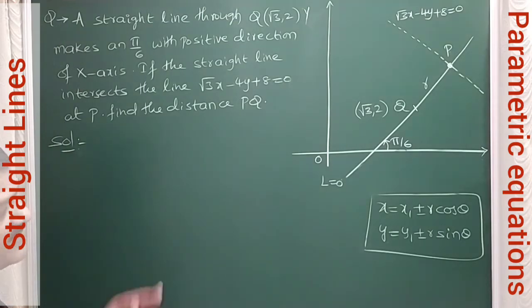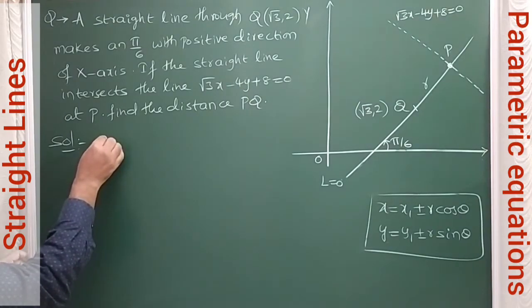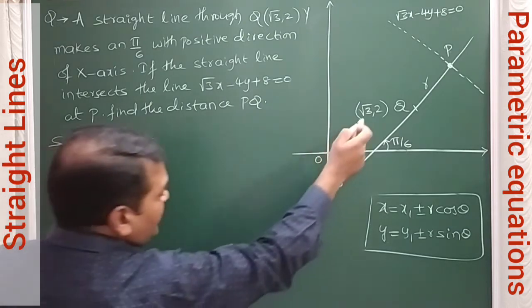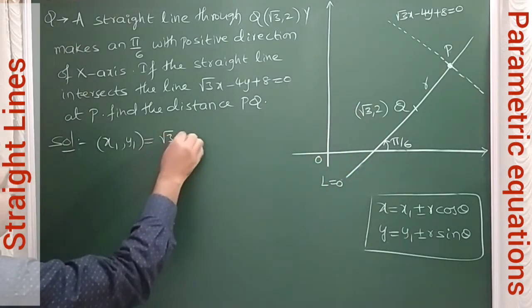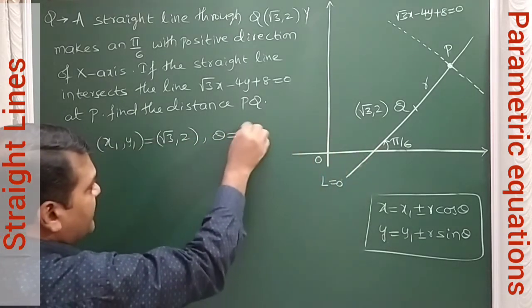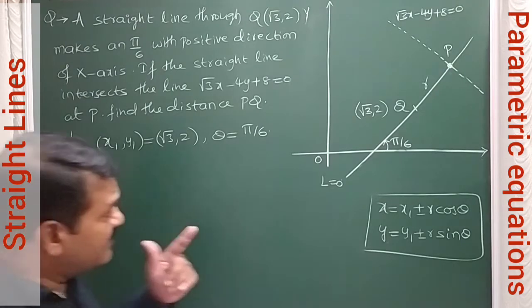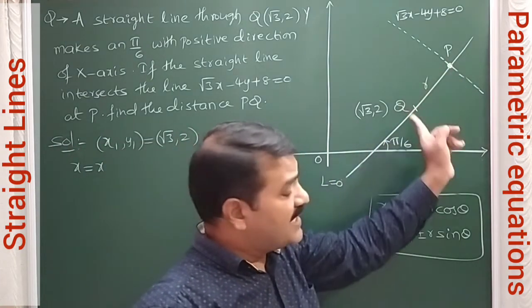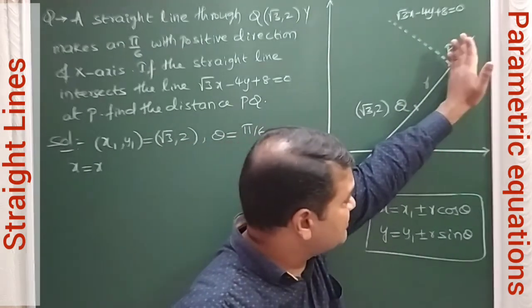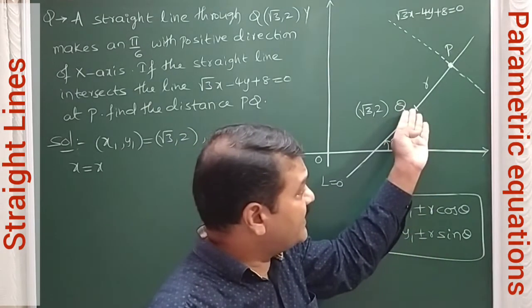So using the parametric equations, to find P, x1 comma y1 you take as root 3 comma 2 and theta, inclination of this line, pi by 6. Apply the formula. X is equal to, so see carefully, P is located above Q, we have taken it like that. So when P is located above this point, we have discussed that we have to take the plus sign.